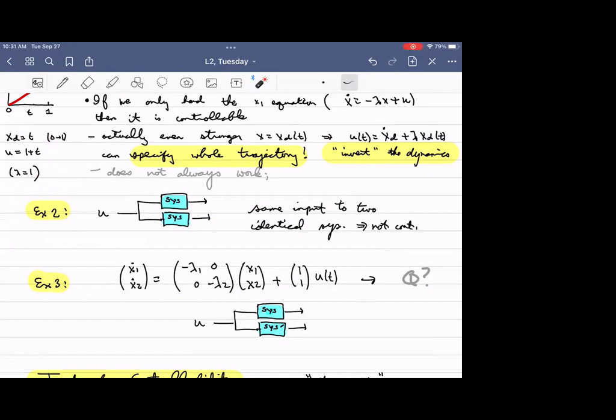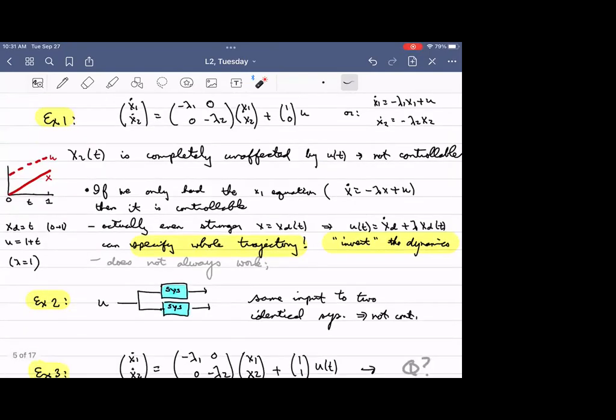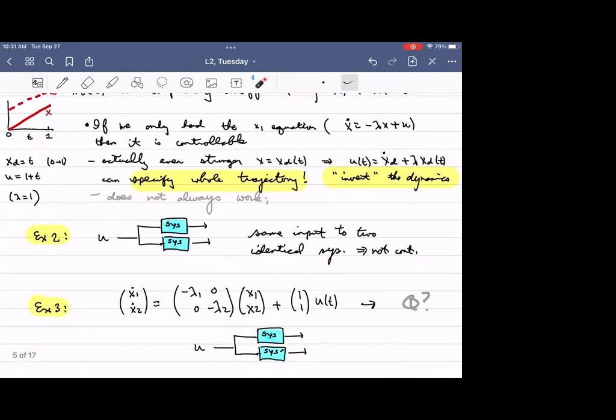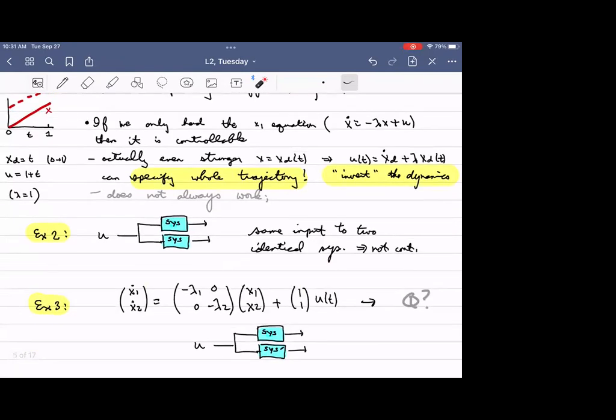So here I have an input, and it's going to two copies of the same system. It's like this third example here, except that lambda one and lambda two are equal. And I say it's not controllable. So why isn't it controllable? Sorry, I'm talking about this one here. This is the special case of three where the two lambdas are the same.